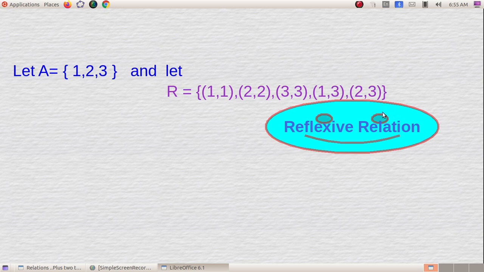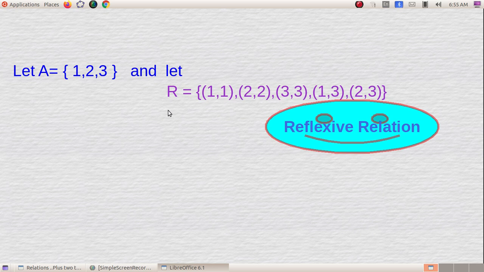If I delete this (2,3), this relation is again reflexive. If I delete (1,3), then also this relation is reflexive. But if we erase this (3,3) from this relation, it becomes non-reflexive. Therefore the compulsory elements in R to be reflexive are (1,1), (2,2) and (3,3). Don't bother about (1,3), (2,3), (3,2), etc. These three elements are compulsory to make it reflexive.